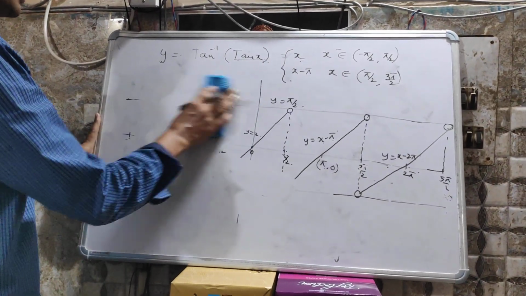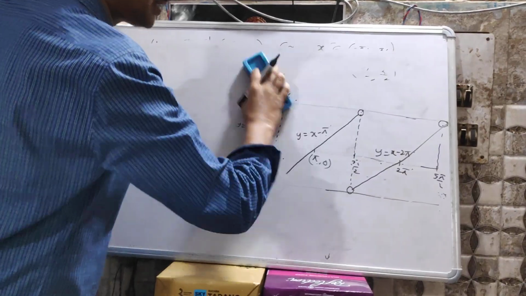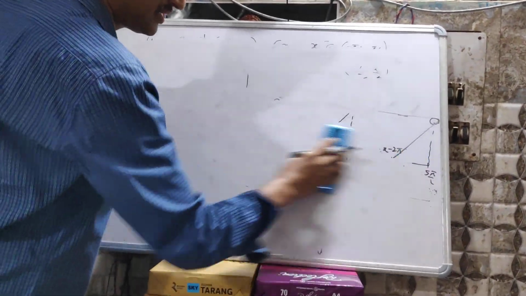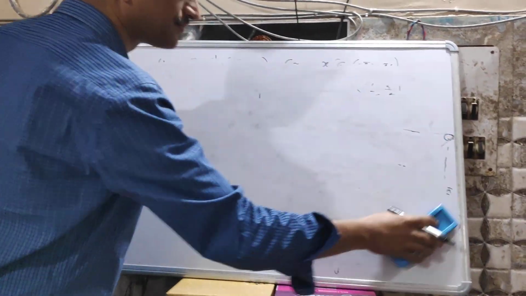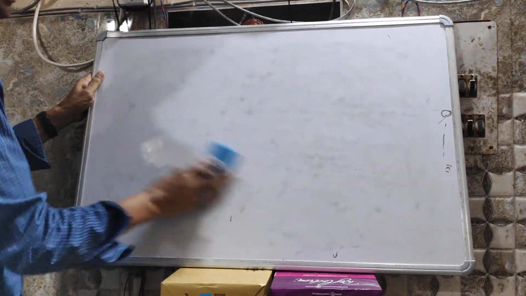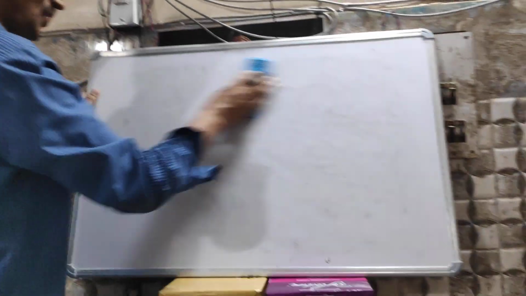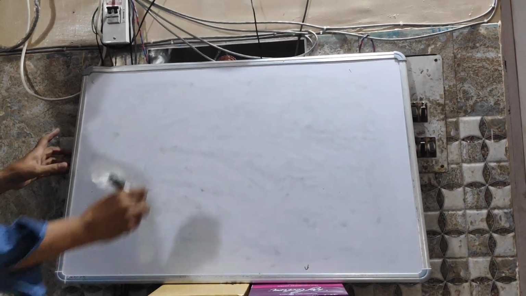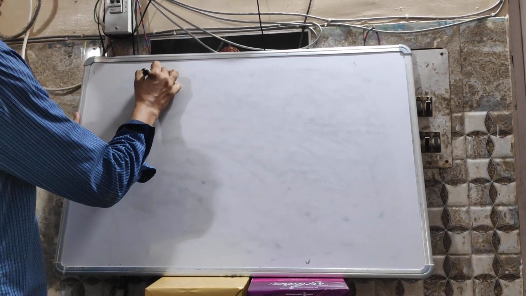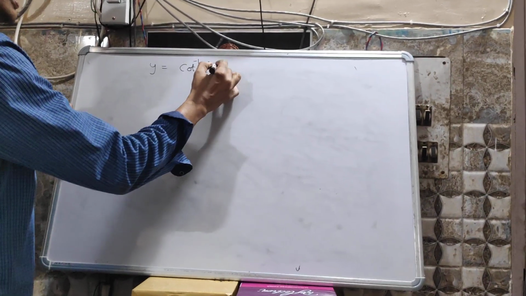Now cot inverse cot, secant inverse secant x, cosecant inverse cosecant x. All the other three graphs we will complete. Clear now, students? So now cot inverse cot x, y equal to cot inverse of cot x.